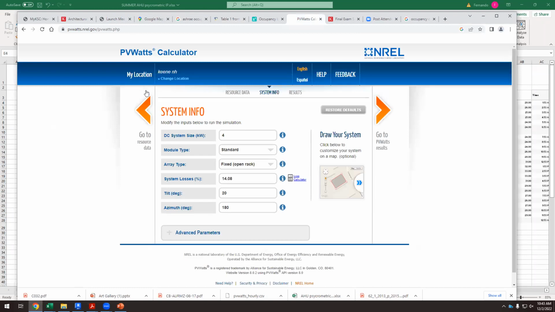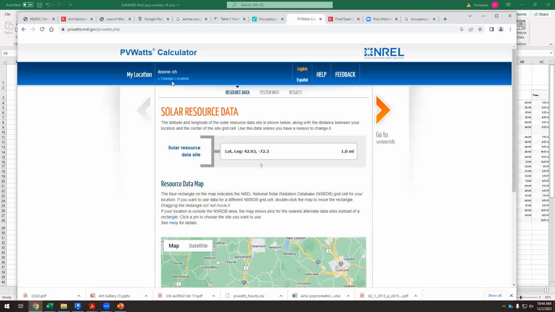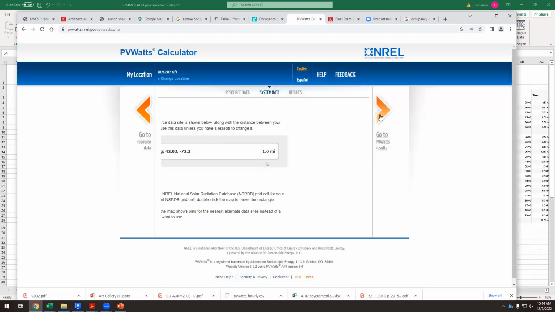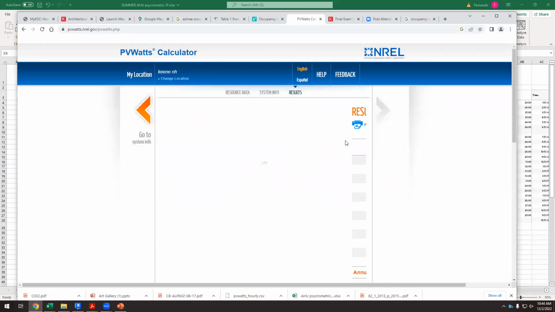Okay. So if we go to the first page for PV Watts, now we are in Keene, New Hampshire. We are not in Manchester or whatever. We are in Keene. And there you go. Now if we go to the system, forget about all that, because this is to calculate the PV array. We're not doing that. I want just outdoor conditions.